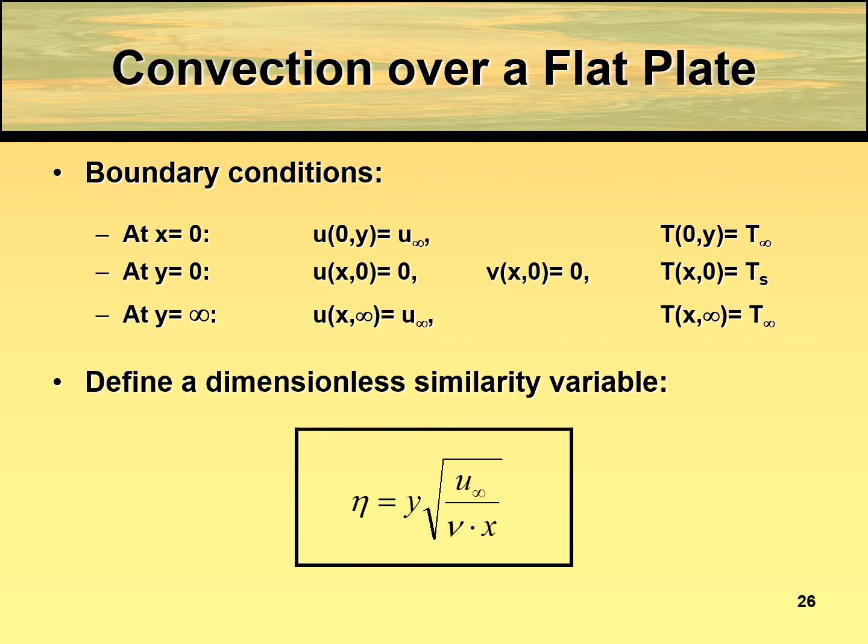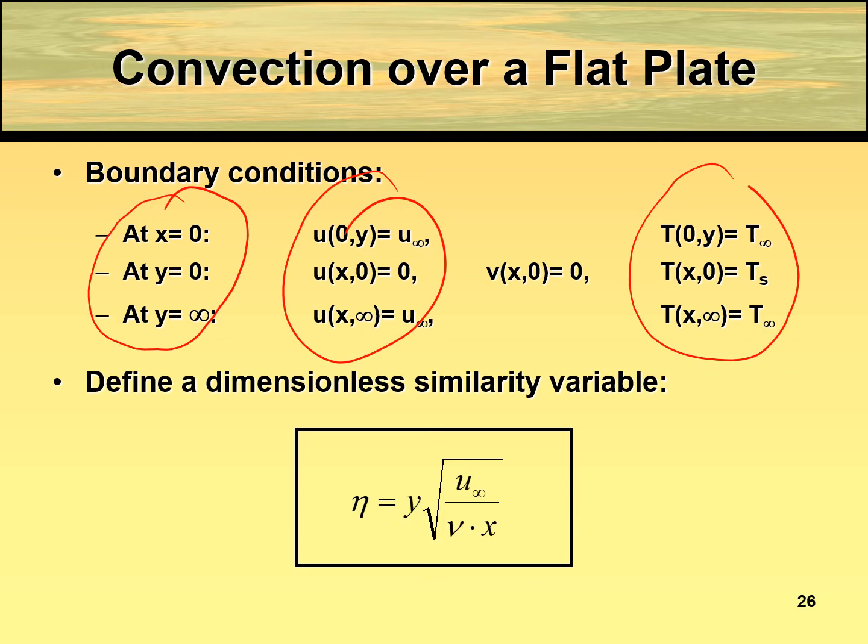For this, we apply the boundary conditions at x equal to 0, y equal to 0, and at y equal to infinity, where we have the velocity profile as well as the temperature conditions at the boundaries. Okay, with the definition of the dimensionless similarity variable, which is eta equal to y times the square root of U infinity divided by the kinematic viscosity times x.